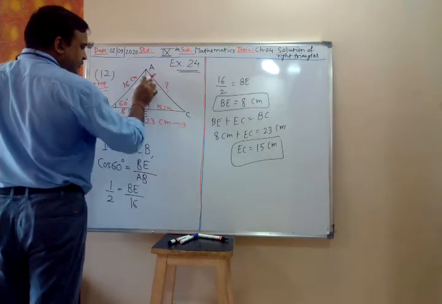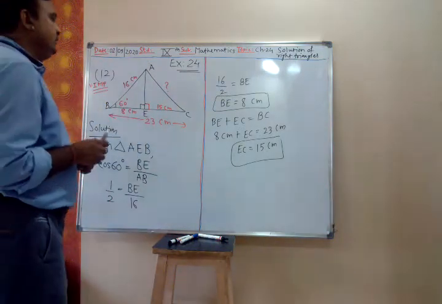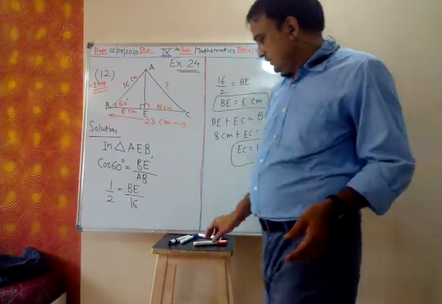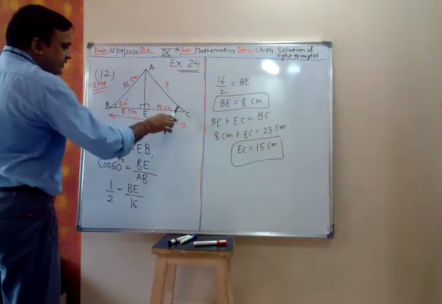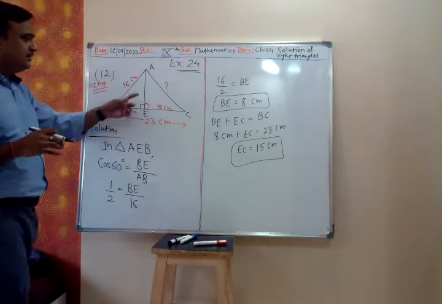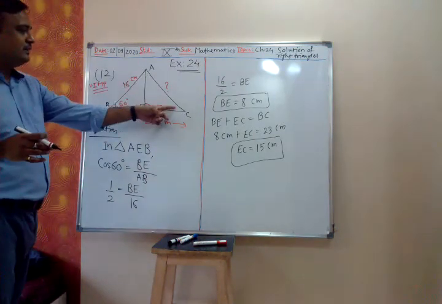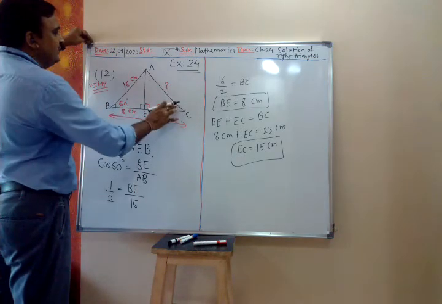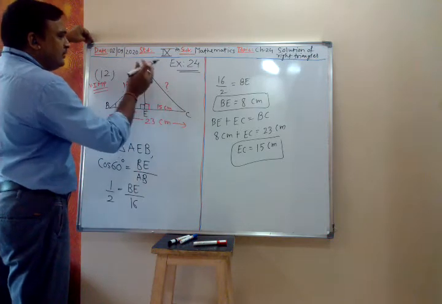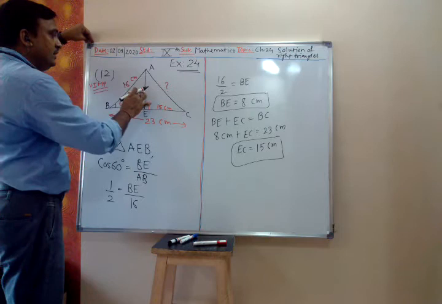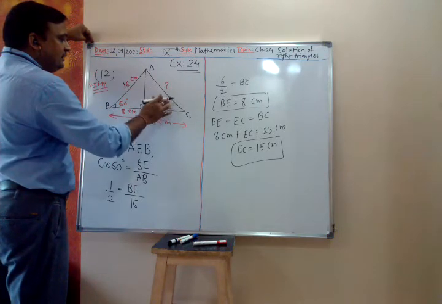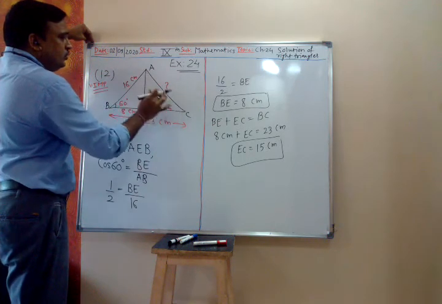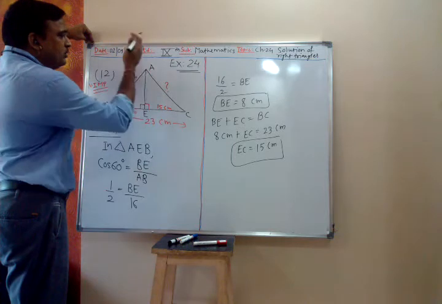Now we have to find AC. But in this triangle AEC, there is no reference angle given. The only fact we have is that it is a right angle triangle. The value of angle A and C is not given. So the only way to find AC is using the Pythagoras theorem.